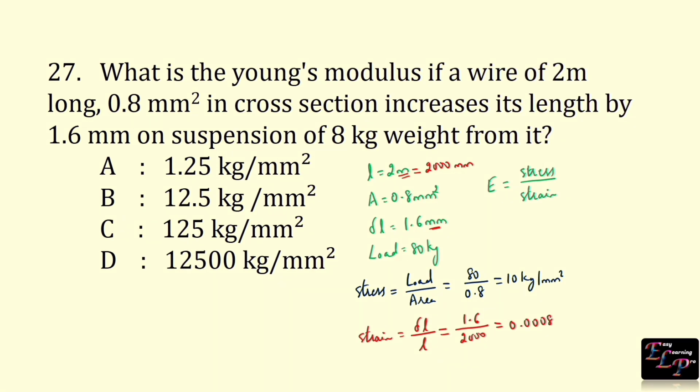Now let us find Young's modulus. Stress is 10 and strain is 0.0008. It will be equal to 12,500 kg per mm square. So the correct answer is 12,500 kg per mm square.